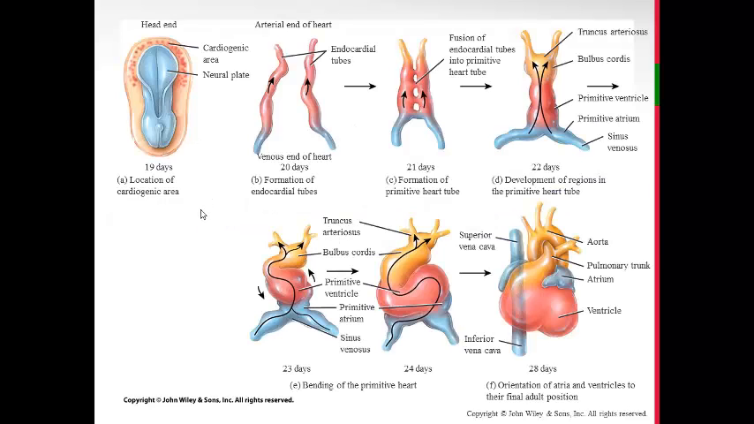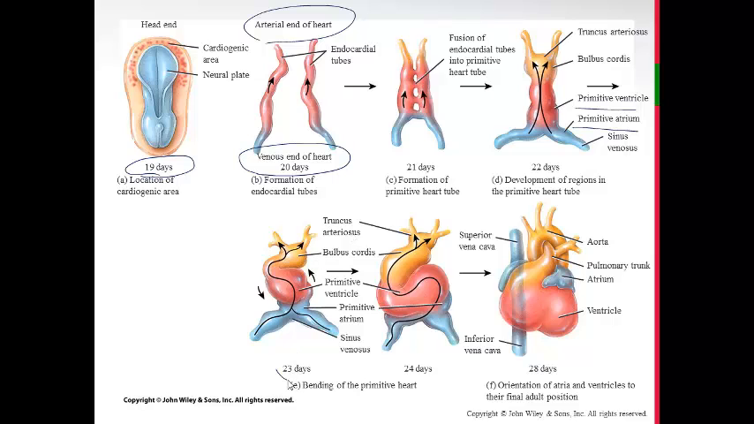Okay, so from day 19, you'll start to see the cardiogenic area. These are all developing from the mesoderm. And you take a look at the two ends. You have an arterial end and the venous end of the heart on day 20. So they have these tubings, and eventually they are linked together and form heart tubes, and ultimately into the primitive atrium and primitive ventricles.